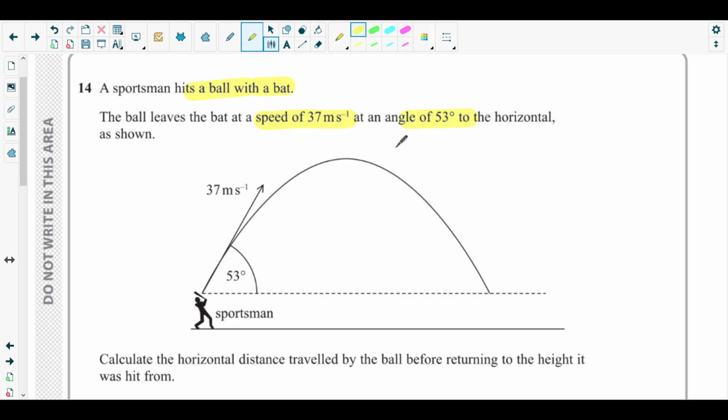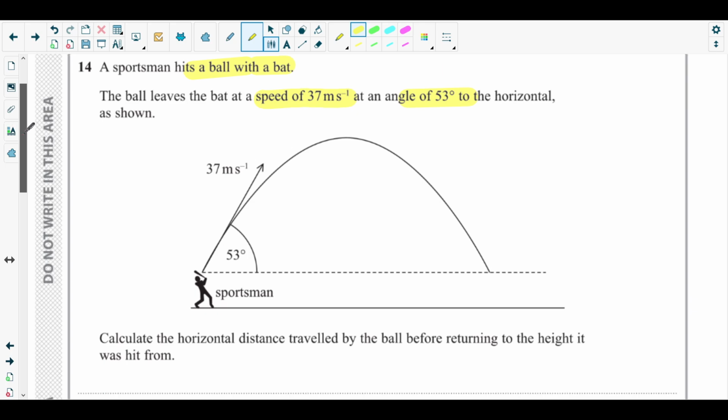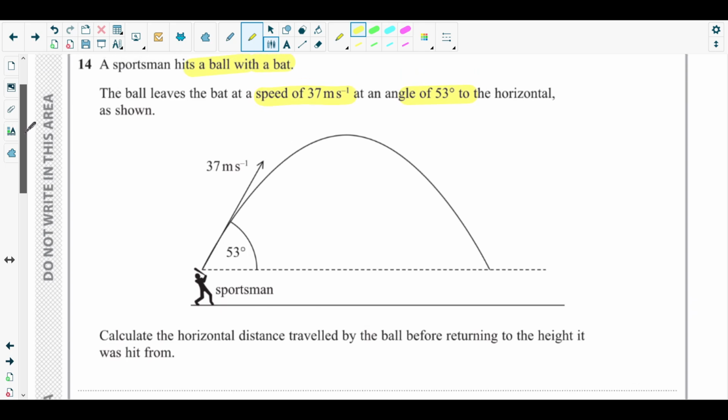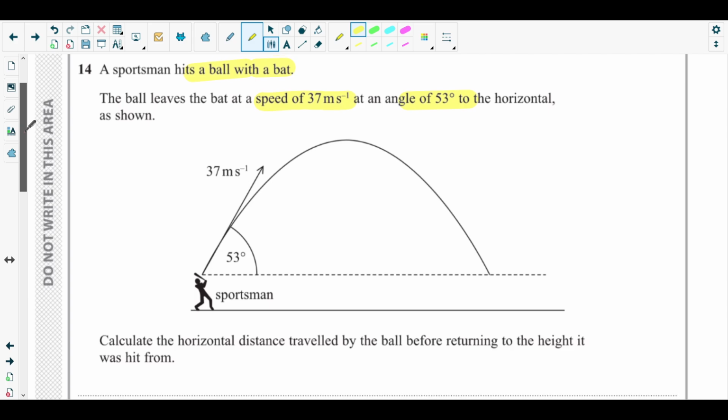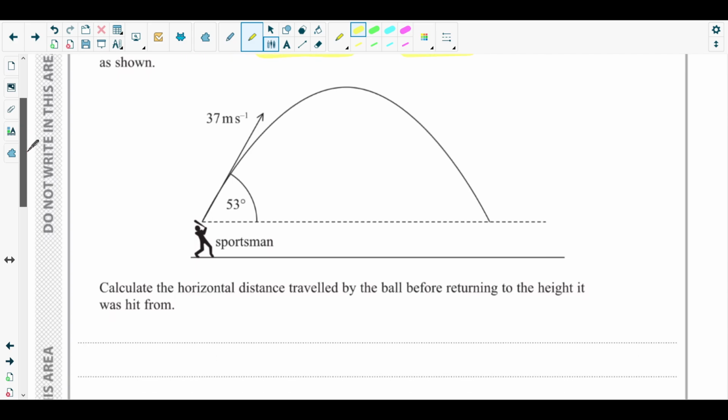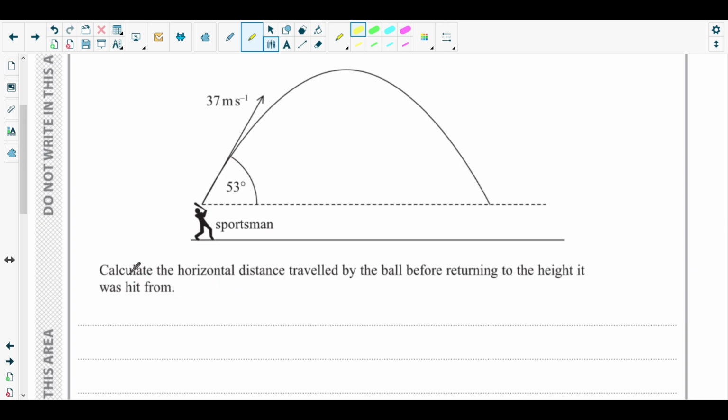So the ball leaves the bat at a speed of 37 meter per second at an angle of 53 degree to the horizontal. That's what we can see in the figure. The question is asking us to calculate the horizontal distance traveled by the ball before returning to the height it was hit from, so we need to find the horizontal distance traveled as it reaches the level from which it has been projected.